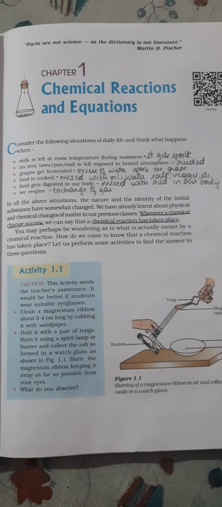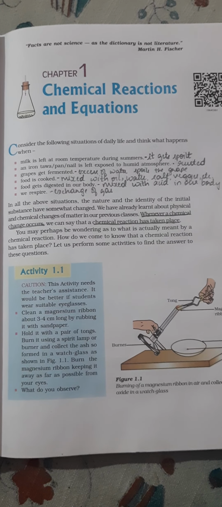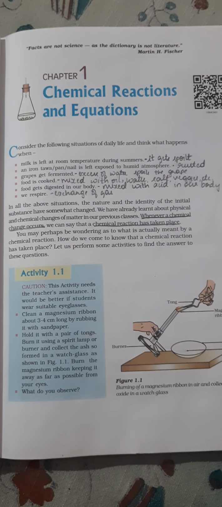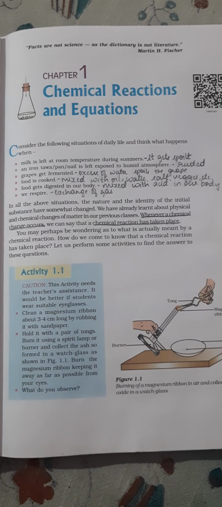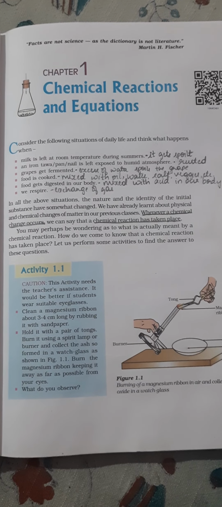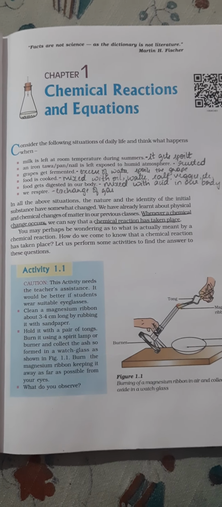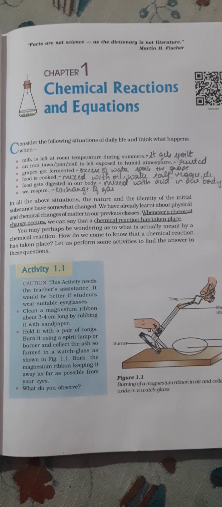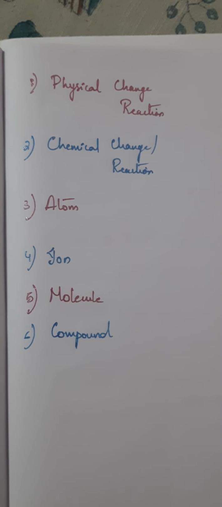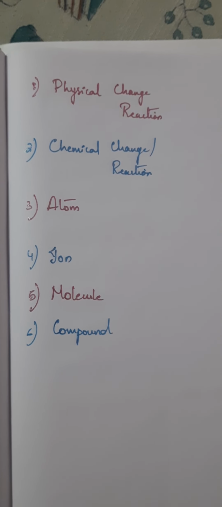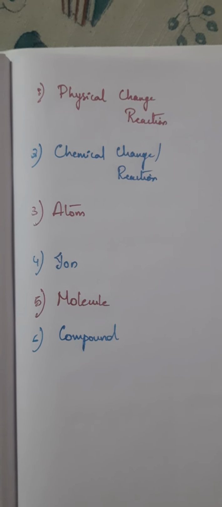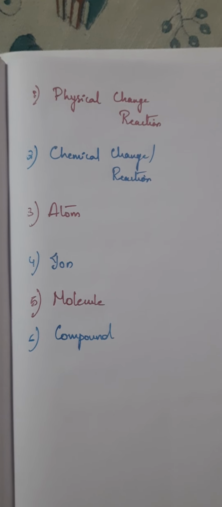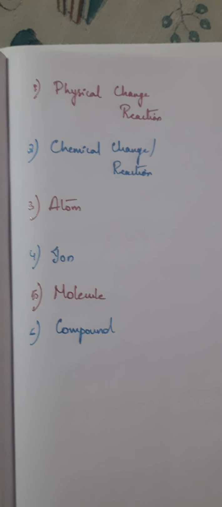Today, of course, being the first class, today's topic is the first chapter, which is chemical reactions and equations. Before going ahead into the textbook, let us first revise a few of the topics which you have learned in your previous classes. Those topics will help you understand this chapter better. So let us go ahead. Today I would like you to recall a few topics like physical change in reaction, chemical change in reaction, atom, ion, molecule, and compound.